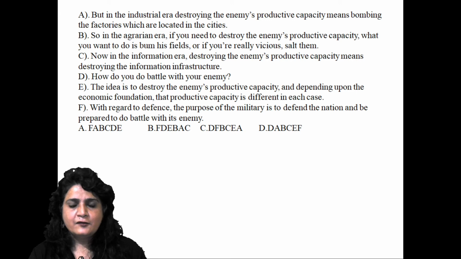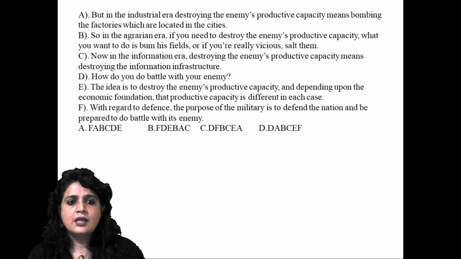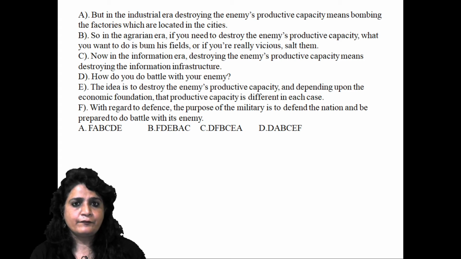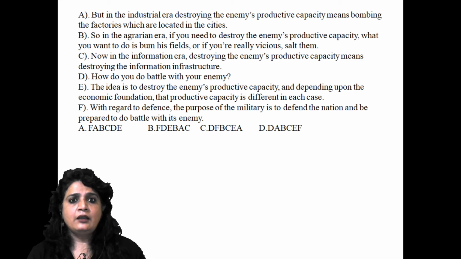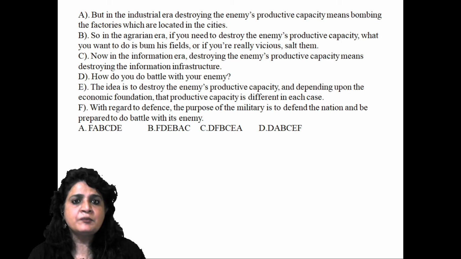Right? So, which sentence do you feel would be the opening statement? E and F. F says, with regard to defense, the purpose of the military is to defend the nation and be prepared to do battle with its enemy, which is more journalistic, while E is talking about a specific dimension of that part. I hope you chose F as your opening statement because it introduces the topic of what is the purpose of having a defense department.